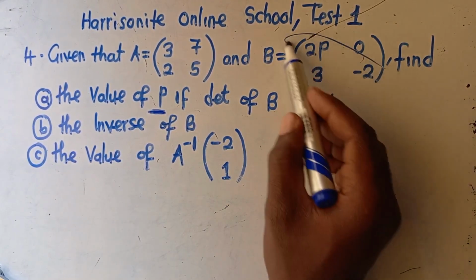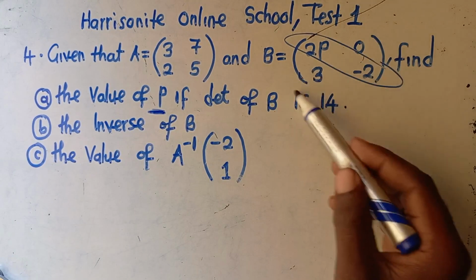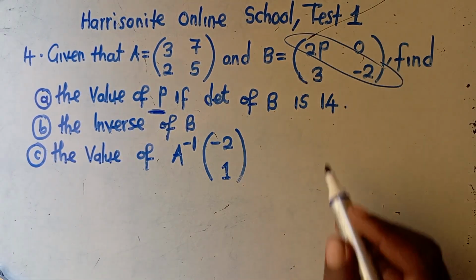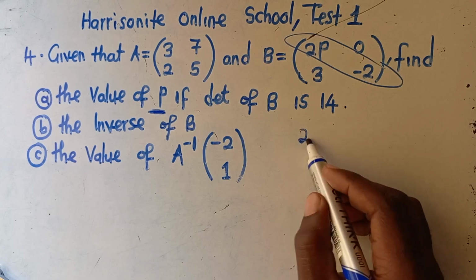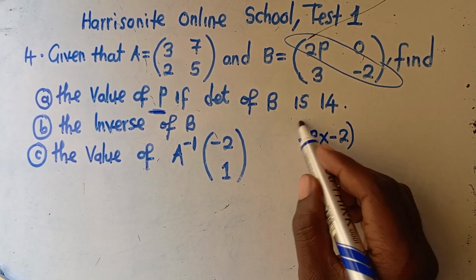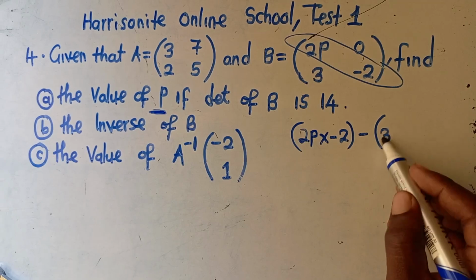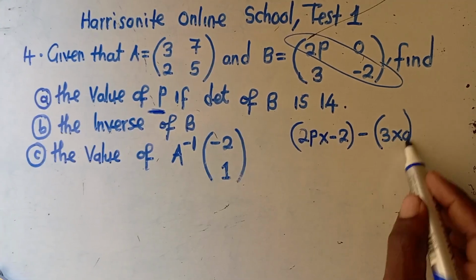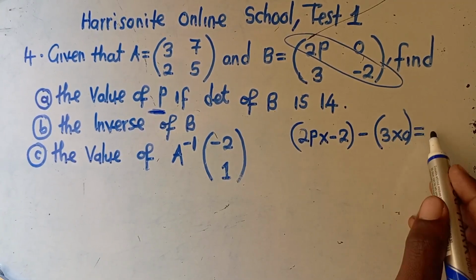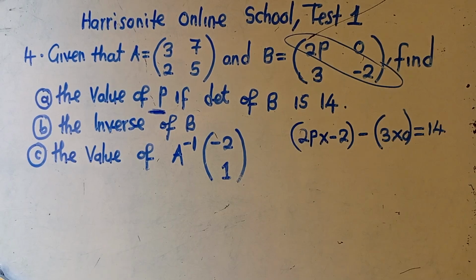So you know that this one that is there is the major diagonal. And this one that is like this, that is the minor diagonal. So what you're going to do, you multiply numbers on the major diagonal: 2P times negative 2, you do that. Minus, you do this. You've got 3 times 0. You equate to the determinant. Determinant is 14. This is what we get to do.